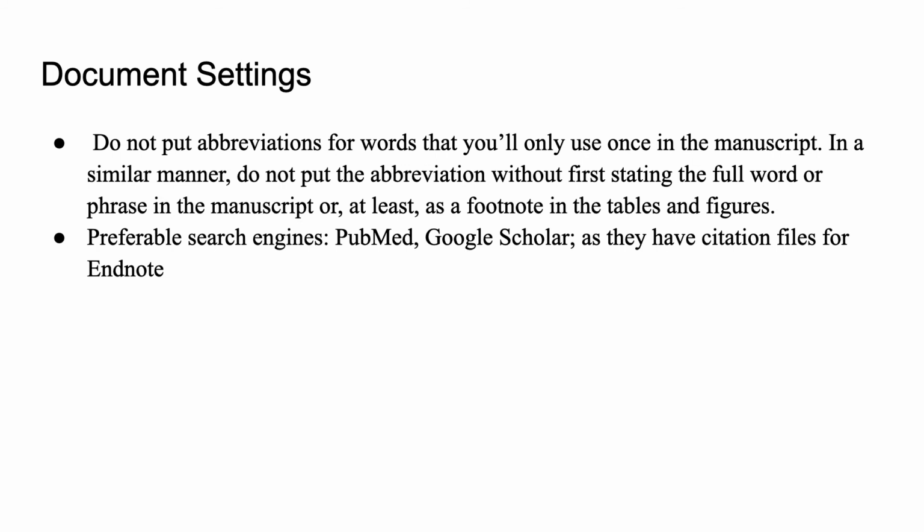Okay, so preferable search engines for undergraduate research would be PubMed and Google Scholar, as they are easy to search. First of all, you're familiar with them, and they have citation files that you can use on EndNote. We're not requiring you to go and search the grey literature. That's a bit advanced. Well, if you go and read about it and do it, that's an excellent point.